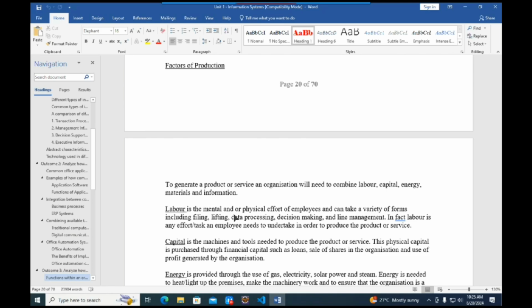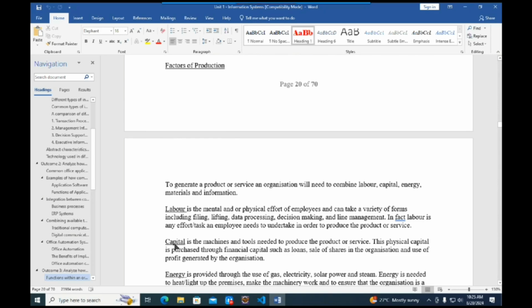Now, when you look at labor, we are looking at both the mental and the physical effort of the people employed in that organization, or it can be only the mental or only the physical effort. Labor has different forms. For example, filing, lifting things, data processing, making decisions, and also line management. These are things that are done in the sector of labor.